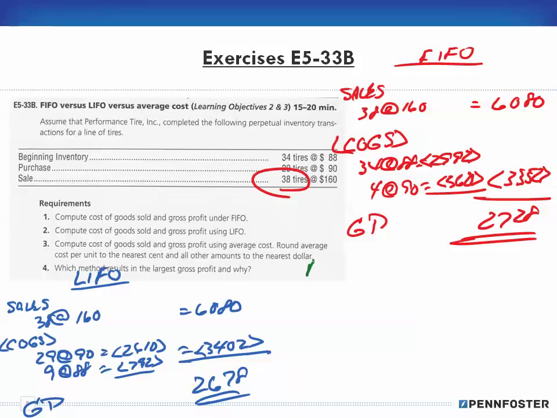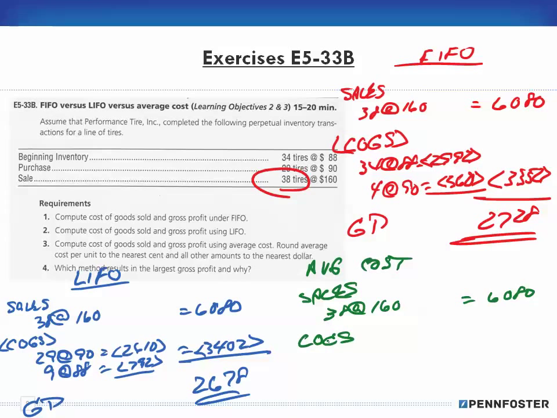Now, for average cost, I have my sales, which is going to be the same, 38 at 160, which is 6,080. But now for my cost of goods sold. Let's look at our cost of goods sold. Remember, when we're talking about average costing, we're averaging the cost.